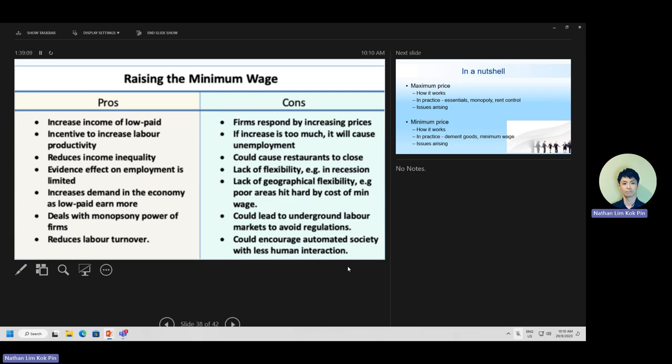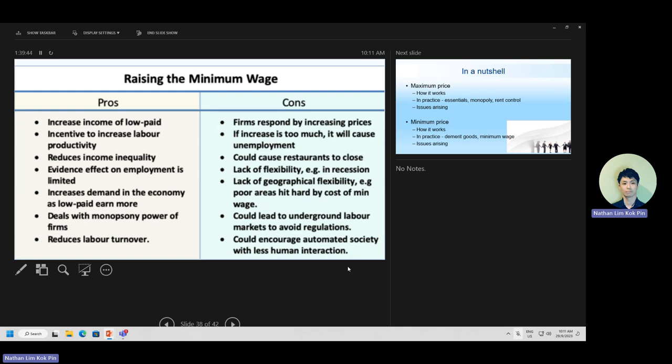It could create underground labor markets to avoid regulation. This is what firms will do. If I have to pay you more money, then they will think of other ways. Maybe they cut your benefits, maybe they extend your working hours, say you need to work a bit more hours. Maybe you have to do extra things, or do this and that, whatever. So they will think of it. So basically, sometimes we have a problem when we try to raise the minimum wage. The employer or the boss will try harder to squeeze you, basically.